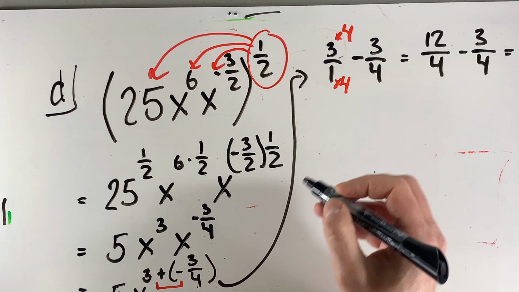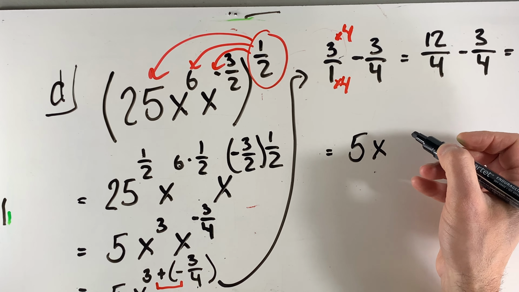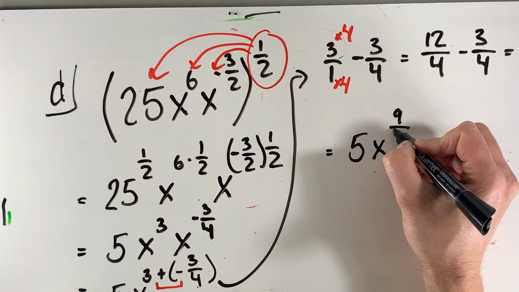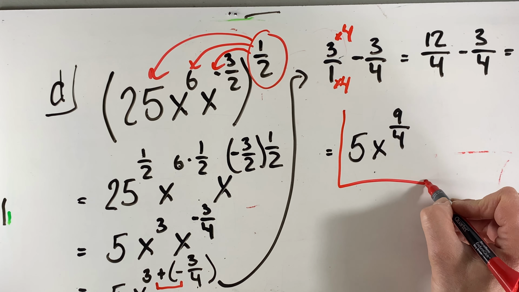So now we can rewrite what we have left. We have 5 times x to the power of 9 over 4. And that's it. That's our final answer.